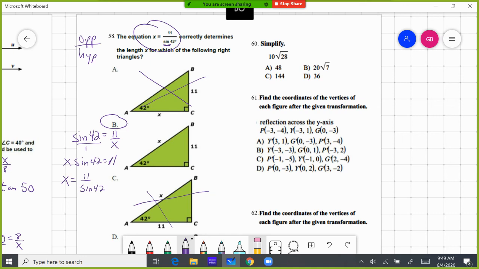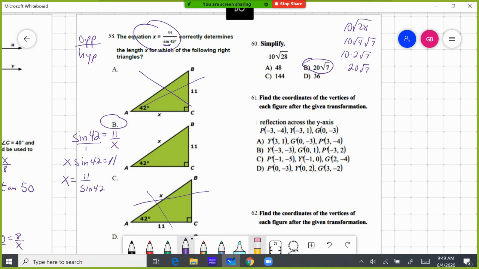60 simplified. So 4 divides 28. Square root of 4 is 2. So 20 square root of 7. Done a few of those already.